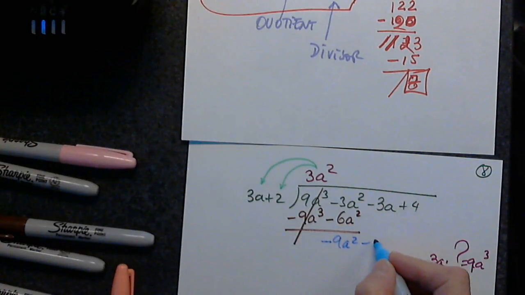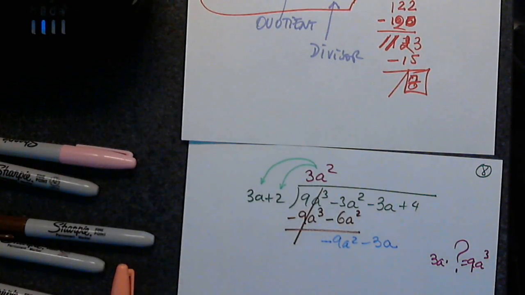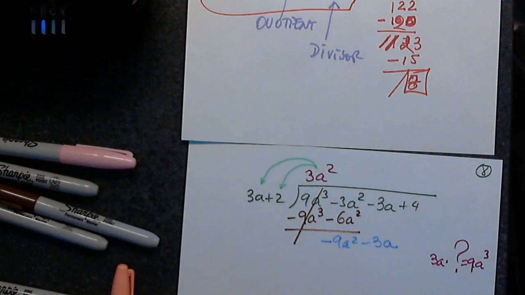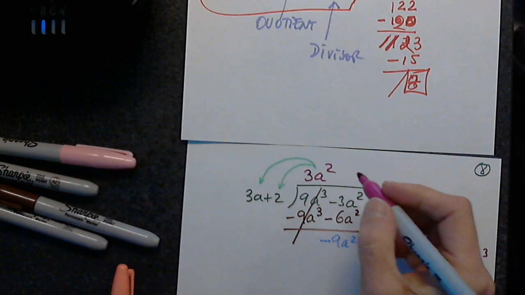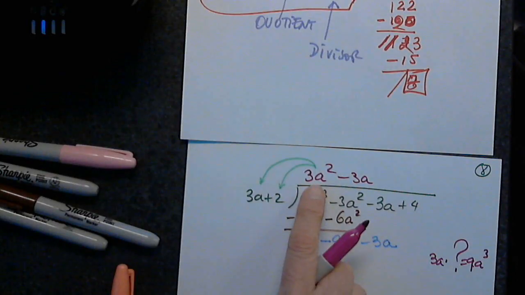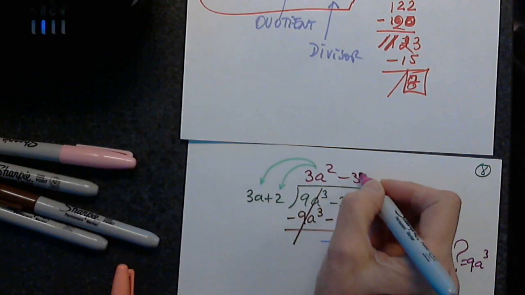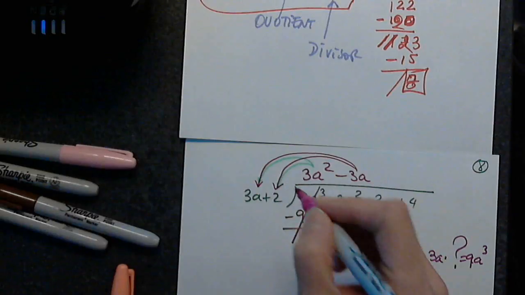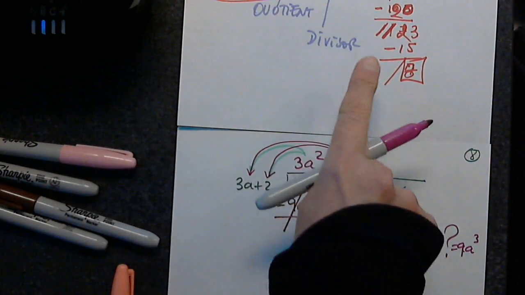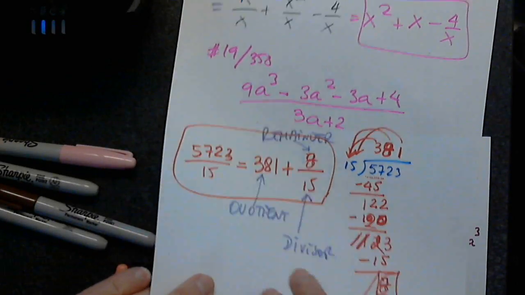Bring down the next in line. What is the question we ask ourselves next? 3a times what is negative 9a squared? Negative 3a. Very good. Notice that if this is power 2, this has to decrease to the next power, not increase. So now with negative 3a, I go to both terms and distribute. That's why I used the word distribute here, for you to understand what I'm trying to do.